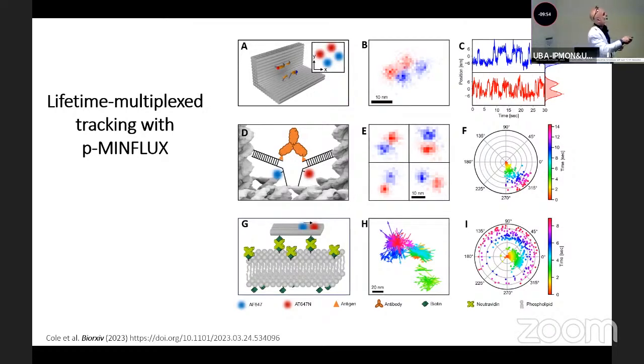Because one of the things is, yeah, I can label them here, but then I don't know if they are working or not. Here we can just indirectly measure the distance between two binding sites of a biomolecule.